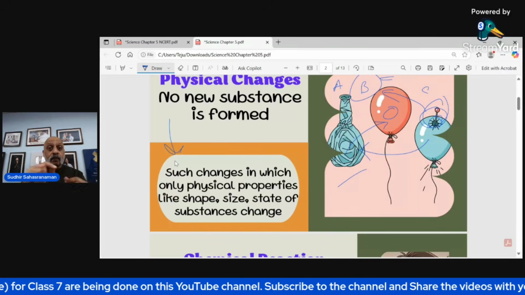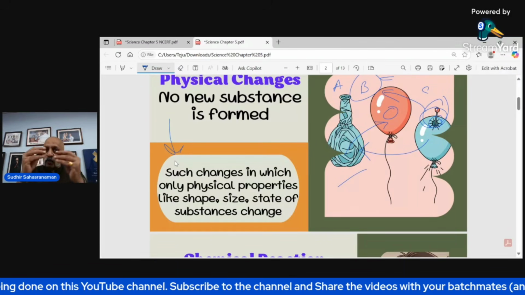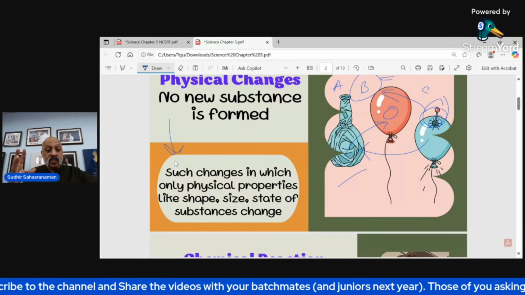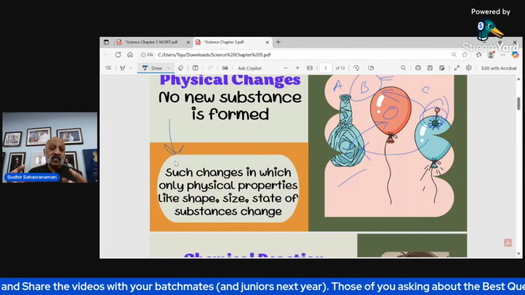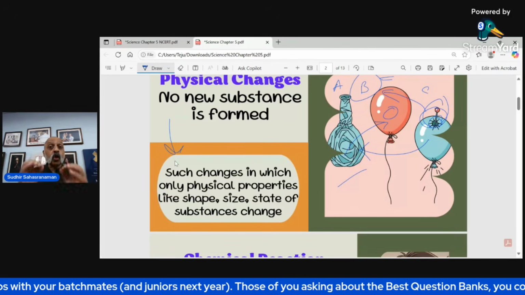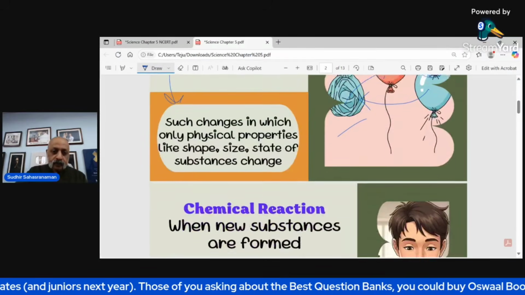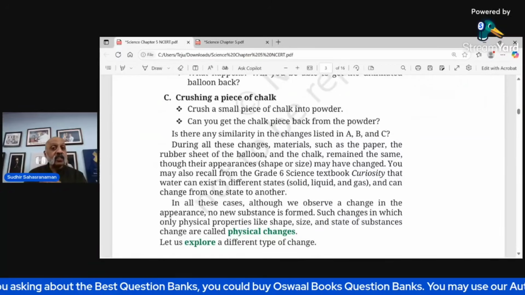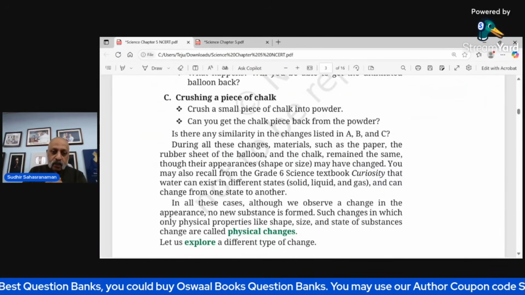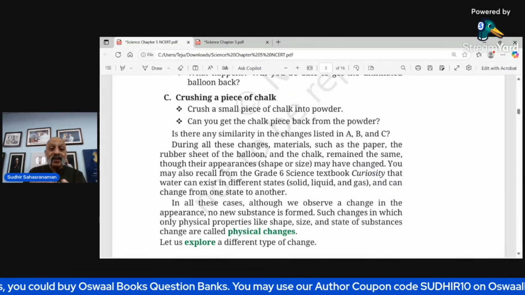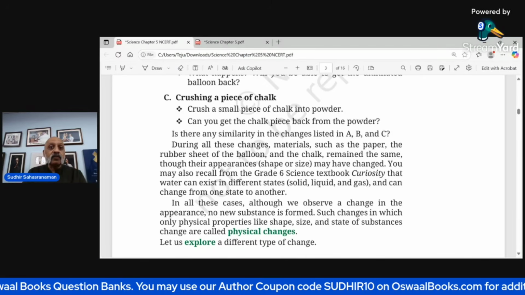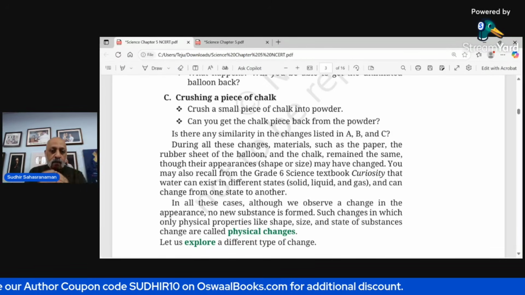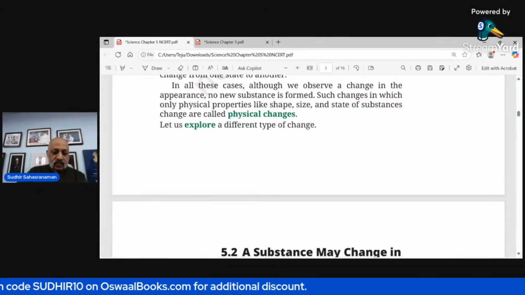Or the size, for example, this particular balloon, the size is this much, but when you fill in air, it becomes this much. So the size of the balloon is changing, or the state of the substance is changing, right? That is called a physical change. The next we move to, okay, then similarly you have crushing a piece of chalk. You crush a piece of chalk, the shape and the state of the substance has changed. It was solid, but now it has become some kind of powder, right? So that is the physical change.